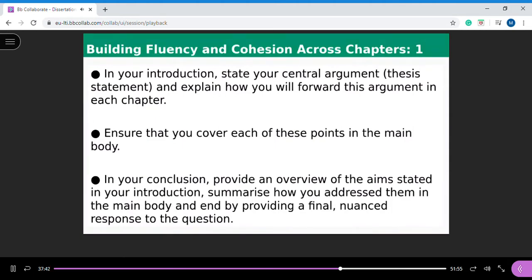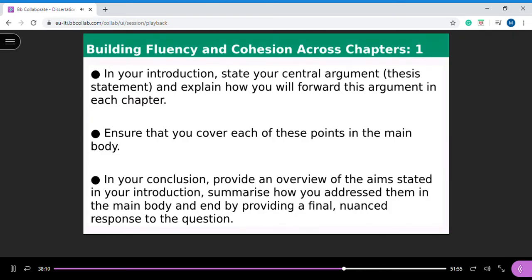Excellent. So having a strong argument is really central to your dissertation, or having clear aims or research questions, because they're the through line that can build cohesion and fluency throughout your dissertation. So this is how to connect up the different sections. A good introduction sets out your aims, argument, and how you will follow up your research.